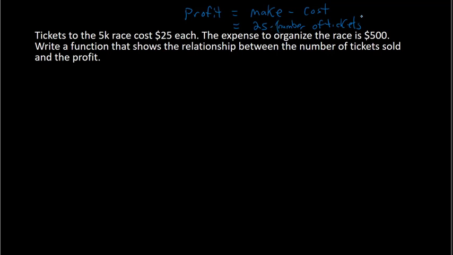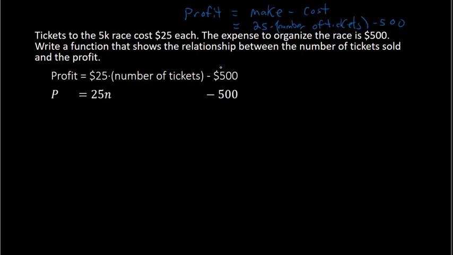All right, and then we subtract the cost, which was 500. So the profit is $25 times the number of tickets minus $500. Now in math notation, we can use the letter P for profit and N for number of tickets. So our profit, or P, equals 25 times N minus 500. This could be a way that I represent this example with math notation.